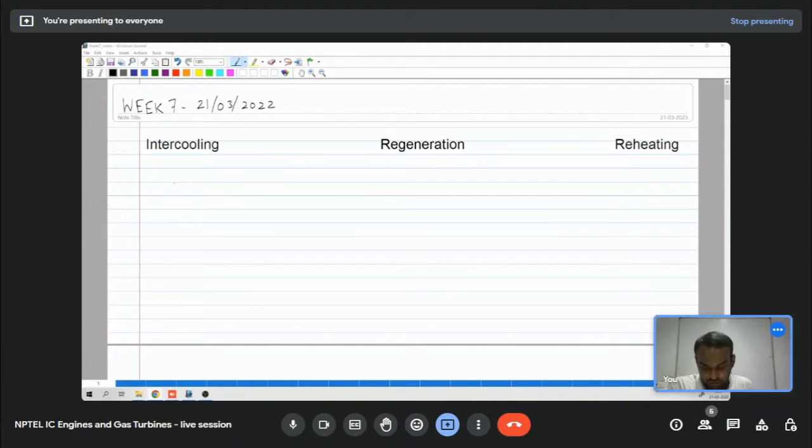So first we will see intercooling. Generally, the Brayton cycle or the gas turbine cycle starts with a compressor, and in case of intercooling, there are two compressors. And then we have a combustion chamber, and then this goes to the turbine, and then this goes out. So this is called the intercooler.